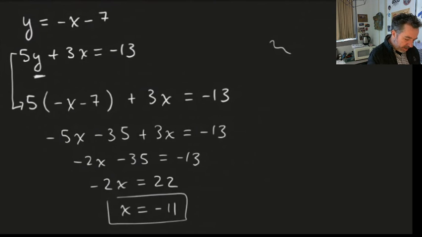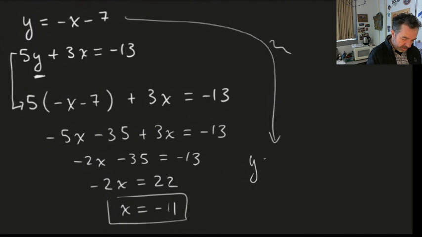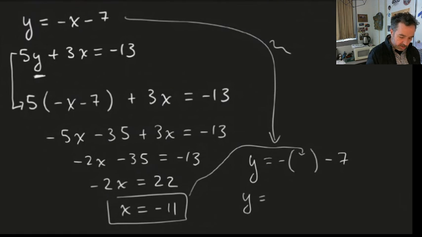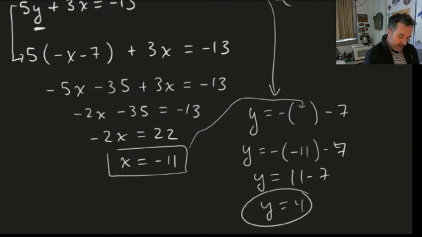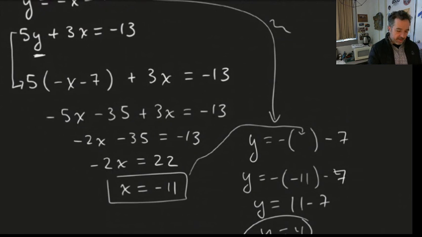So we'll just bring that top equation back down and think about it. This thing says, hey, you want to know what y is? Y is the opposite of your x minus 7. Well, we know what x is. We just found x is this number, negative 11. So y is equal to the opposite of negative 11 minus 7. Y is equal to 11 minus 7, 7, 8, 9, 10, 11. Y equals 4.